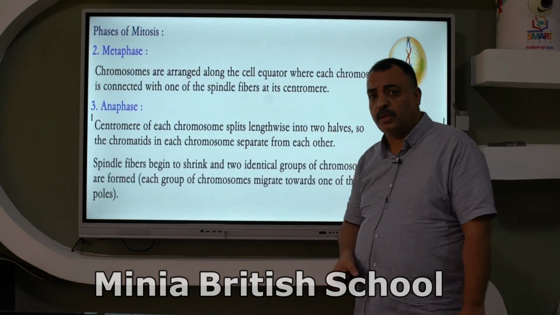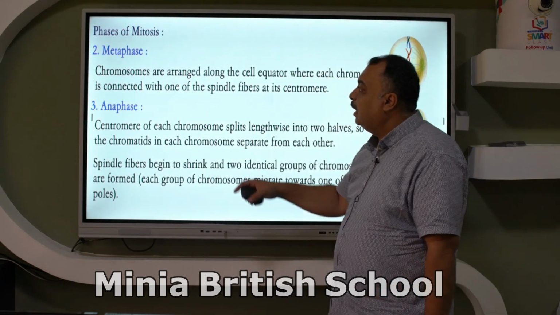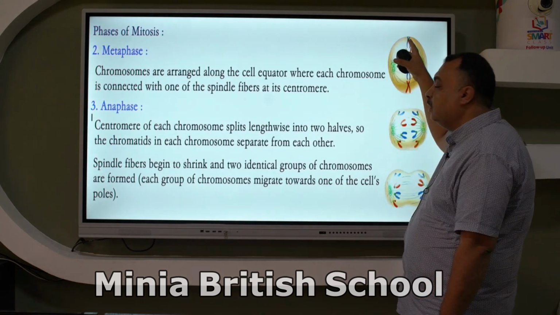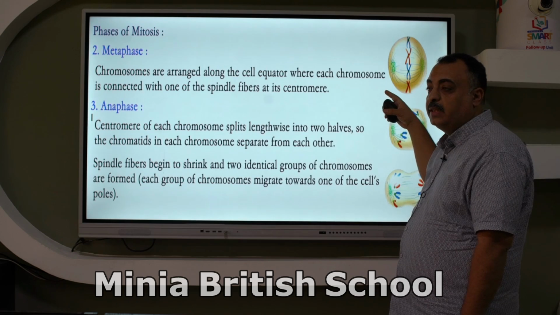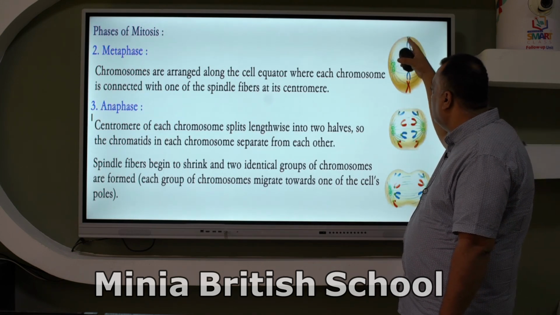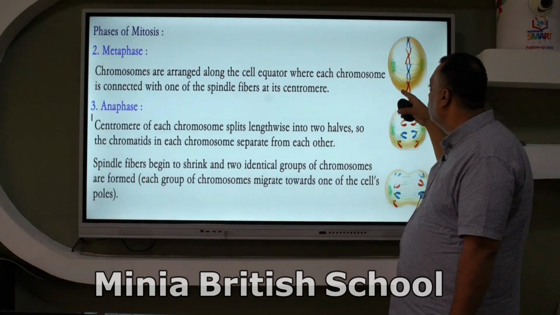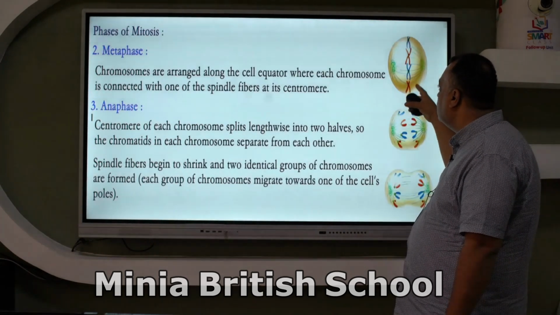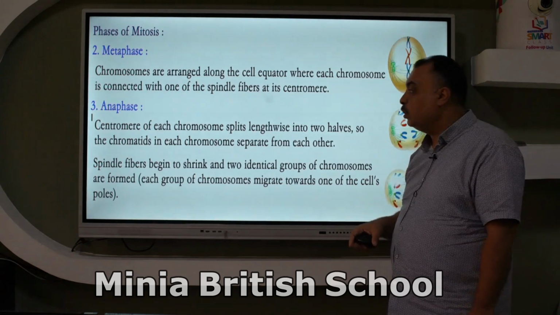The second phase of mitosis is metaphase. In metaphase, the chromosomes are now found in the cytoplasm and arranged on the cell equator, in the middle of the cell, especially on the middle imaginary line, which is the cell equator. Here the spindle fibers are attached to the centromeres and are now ready to split in the third stage, which is anaphase.